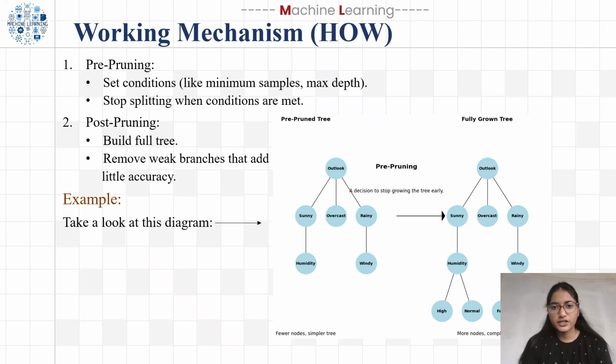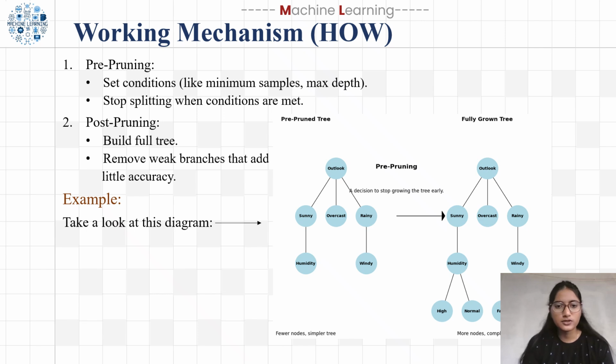So, in pre-pruning, we use rules to limit growth. These rules could be the maximum depth of the tree, the minimum number of samples needed to split, or a threshold for accuracy gain. So if the condition is reached, the tree just stops growing further.